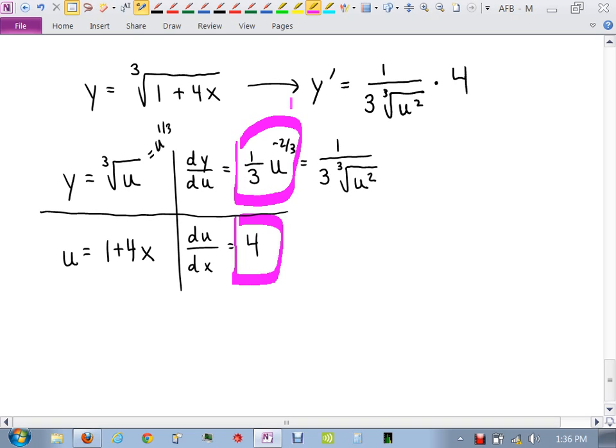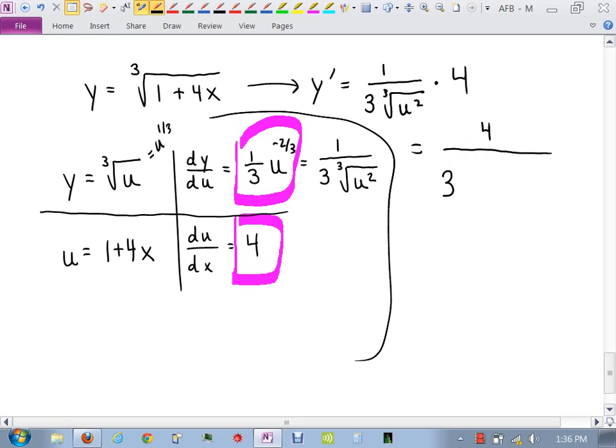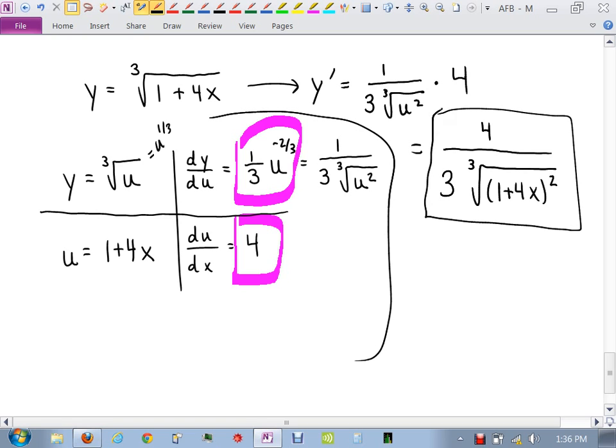And are you done at that point? Nope, you have to then replace the u. And u in this problem was what? 1 plus 4x. So it's got to be 4/3 cube root of 1 plus 4x squared. I just slid the 4 on top, right? That's it. That's the first way I showed you.